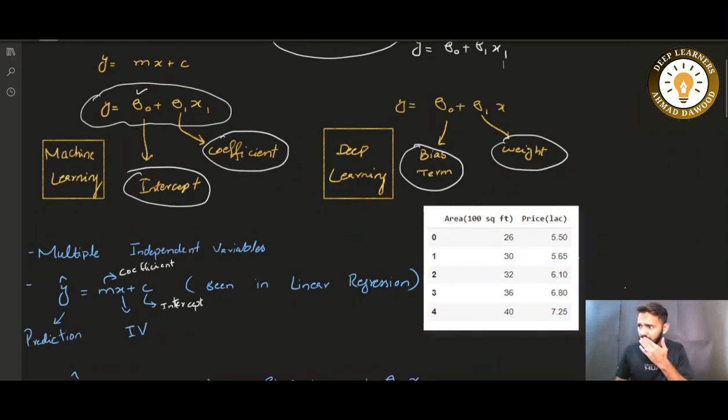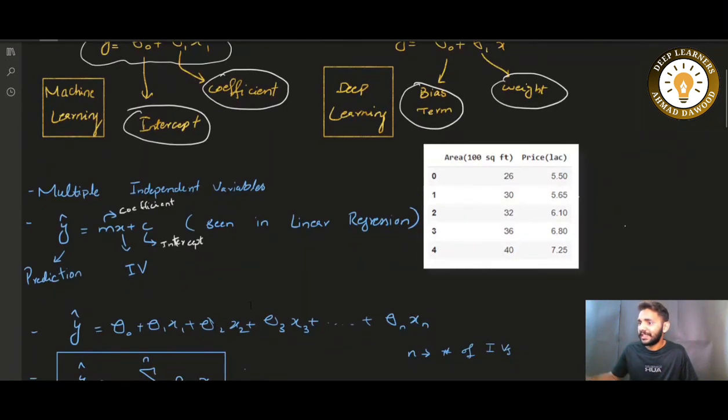In the last sessions, we were discussing the example of area and price. Area was an independent variable, price was the target variable or dependent variable. So if we extend our equation, which was this one, y cap equals theta 0 plus theta 1 x1, when we have just one variable, here area. If I extend this equation, it will be like this: theta 1 x1, theta 2 x2, theta 3 x3, theta n xn.